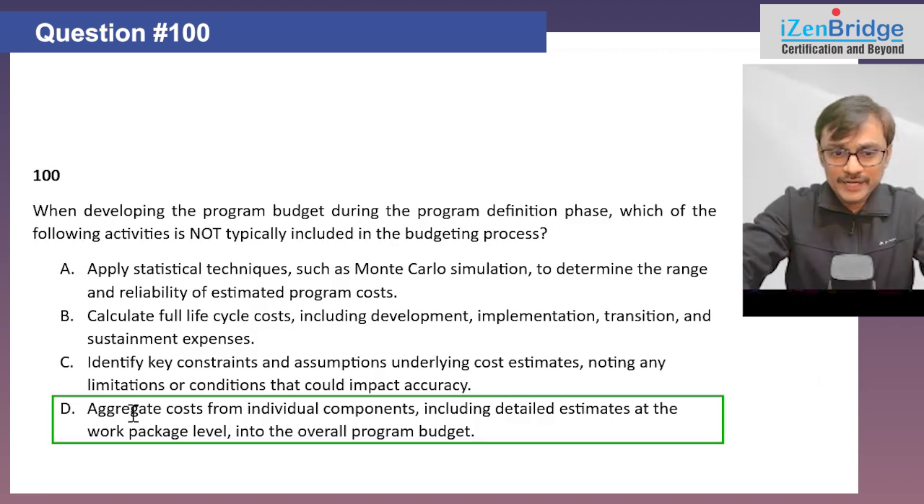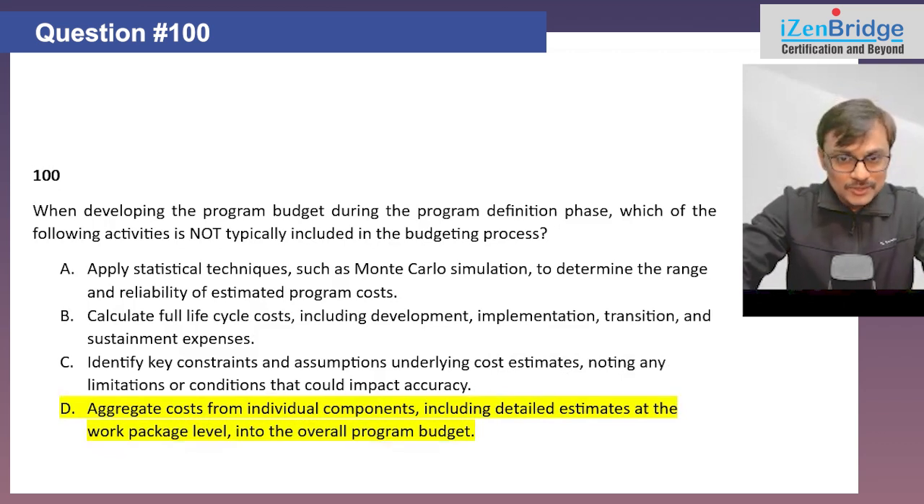So it is easy to identify and point out that option D is not a typical thing which I do while I'm estimating the budget in the early stage of my program life cycle. So these were the 10 questions, and we have covered 100 questions of program life cycle domain by now. If you get through these questions well, you are very ready for your PgMP exam.